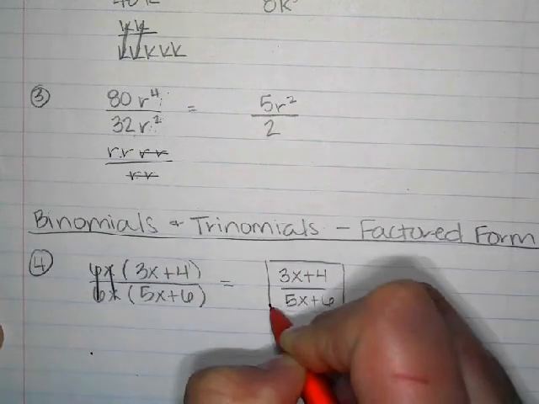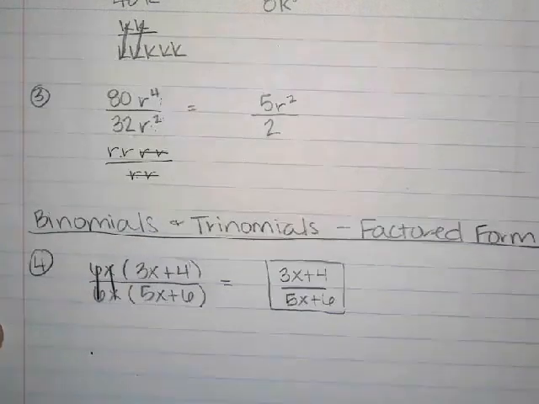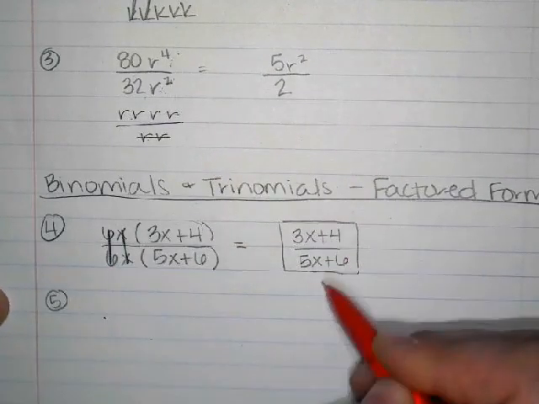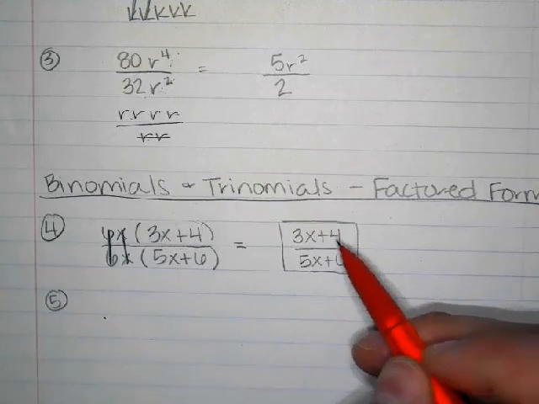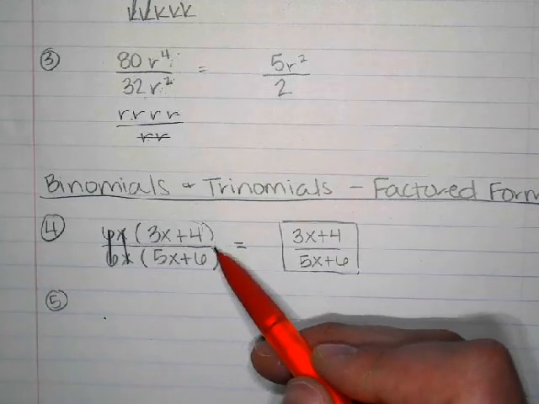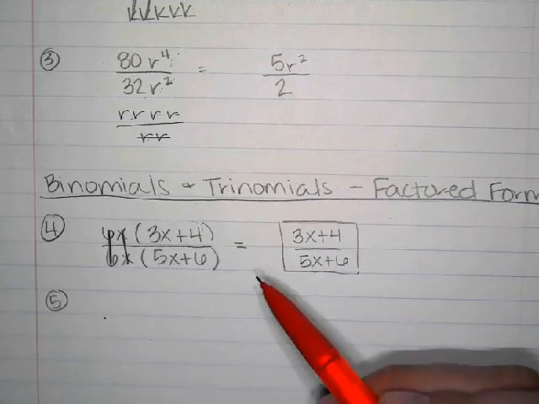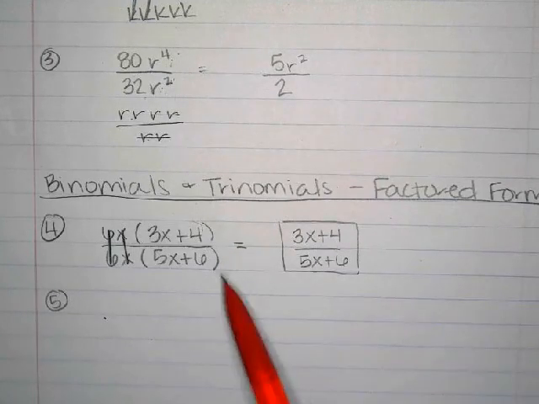So none are the same number. They're not like terms, basically. Yep. So the only way to cancel parentheses, we'll see in the next example, is if the parentheses are identical. So if the parentheses are not the same, you can't cancel them.